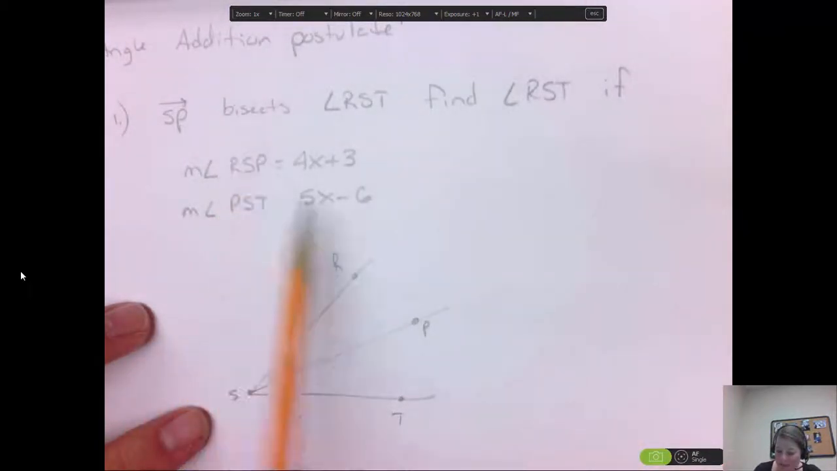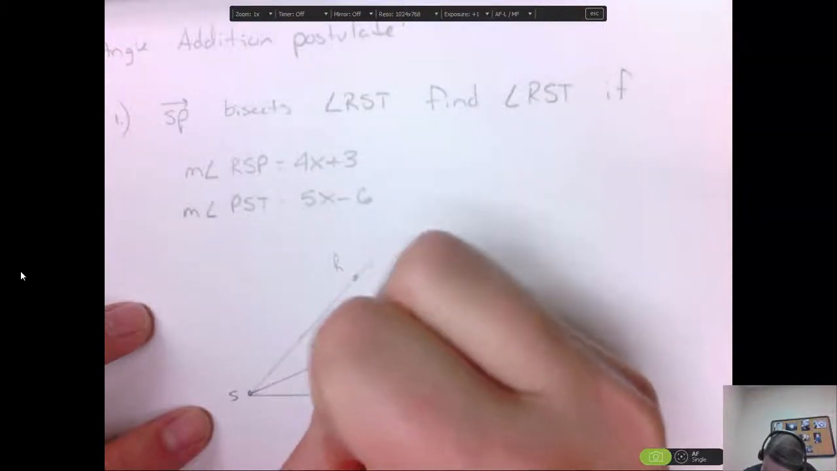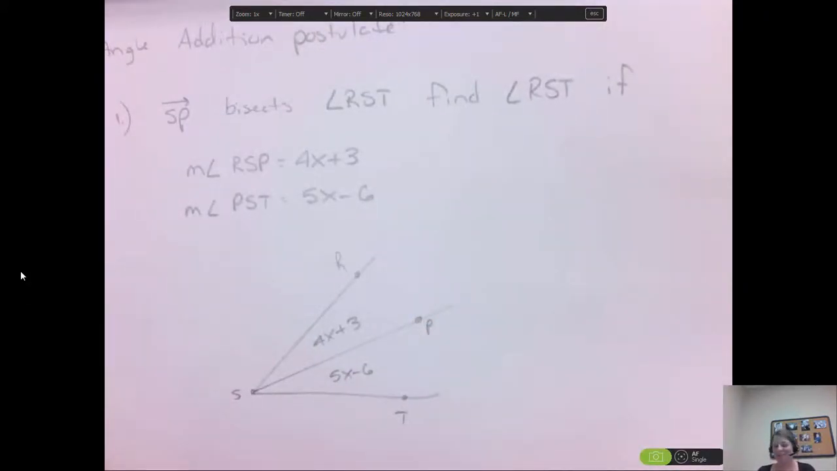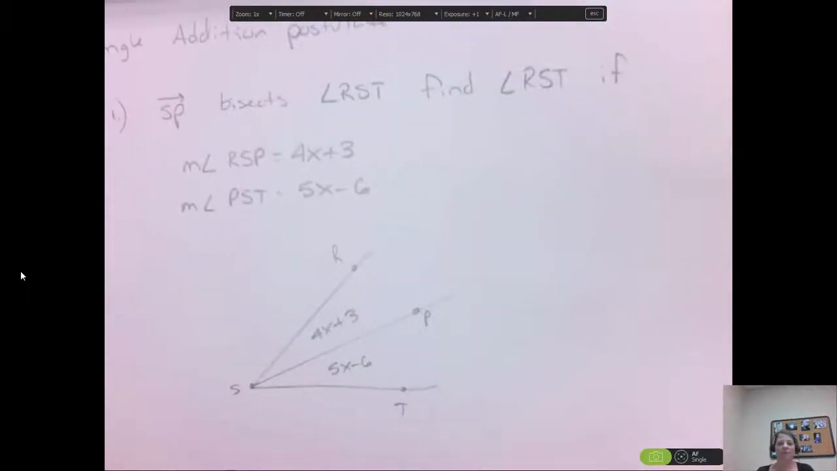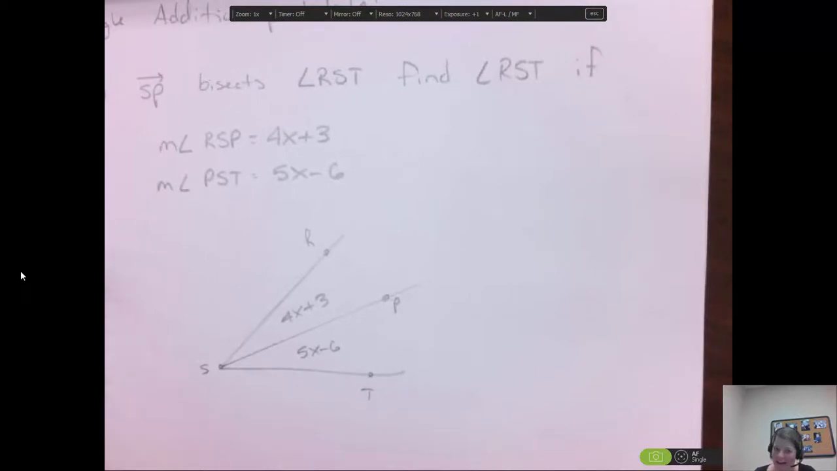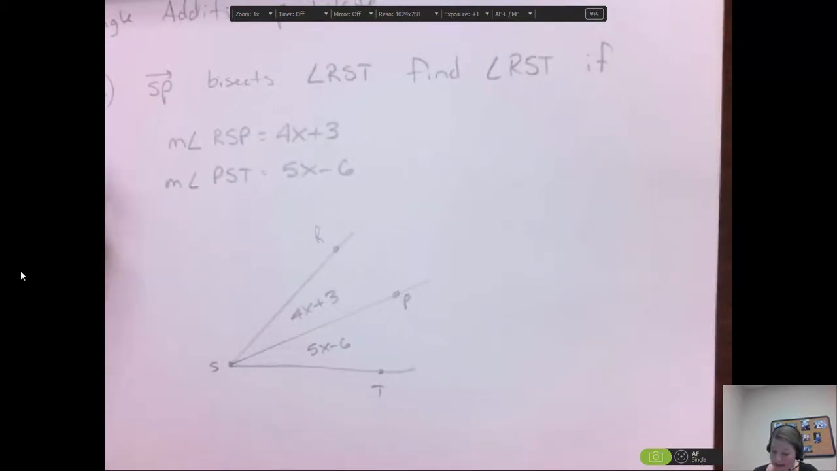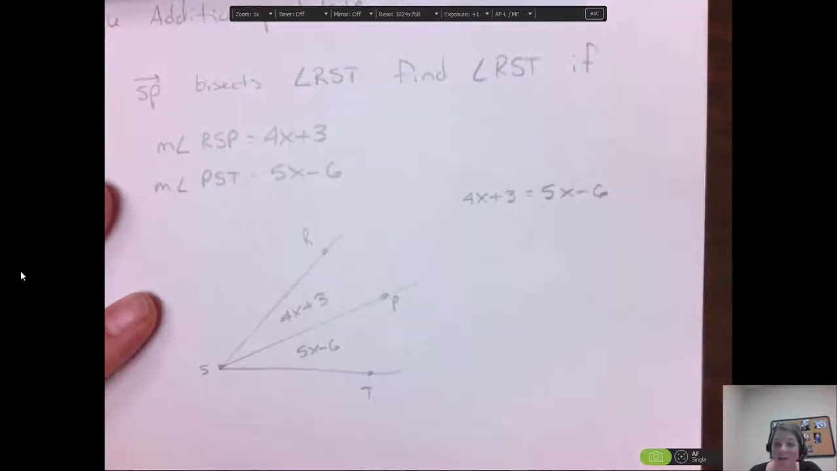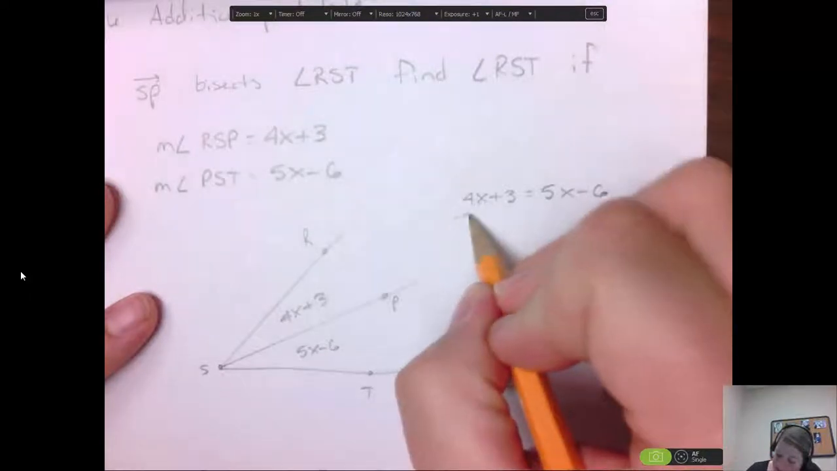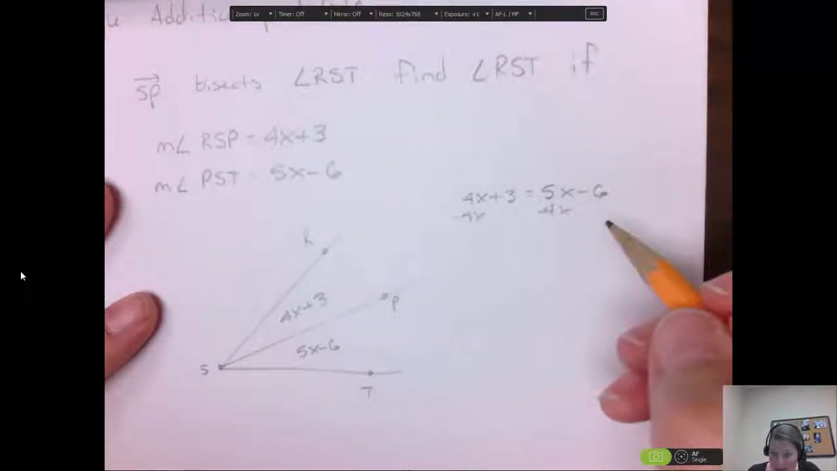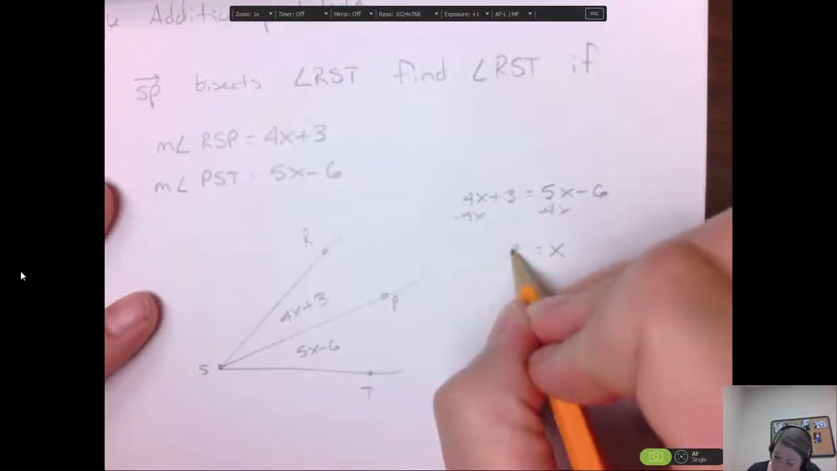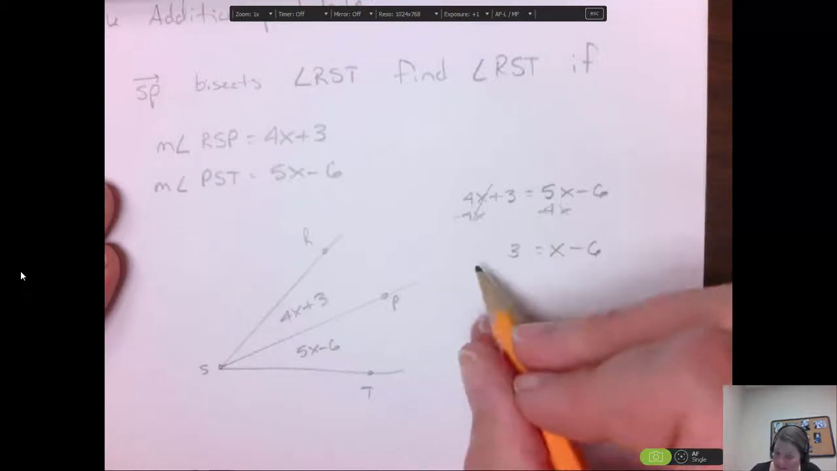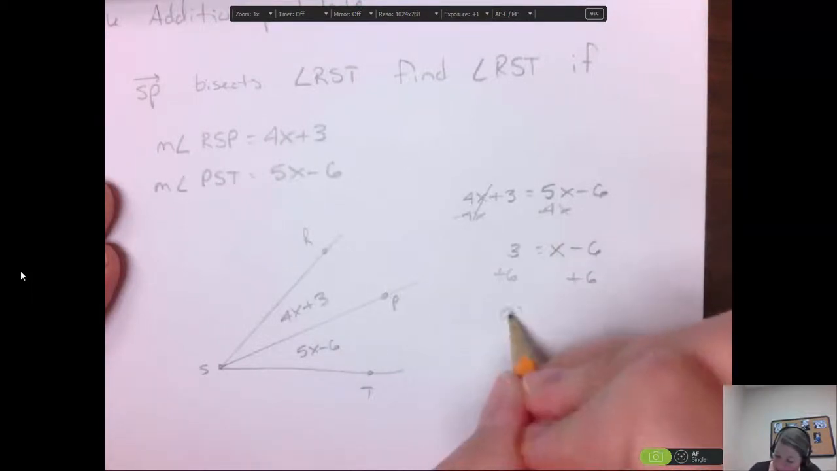Now look at this information. RSP is 4x plus 3, and PST is 5x minus 6. So if they're bisectors, what does that mean about these two? It means they're equal. So you can actually find x to find the degrees. We know that 4x plus 3 has to equal 5x minus 6, and you need to solve this for x. I'm going to subtract the 4x over, because 5 minus 4 gives you 1x. On this side, you still just have the 3, and you still have the 6 over here. Now, the x is almost by itself, but we still have to add this 6 over. So I'm going to add the 6 to both sides.